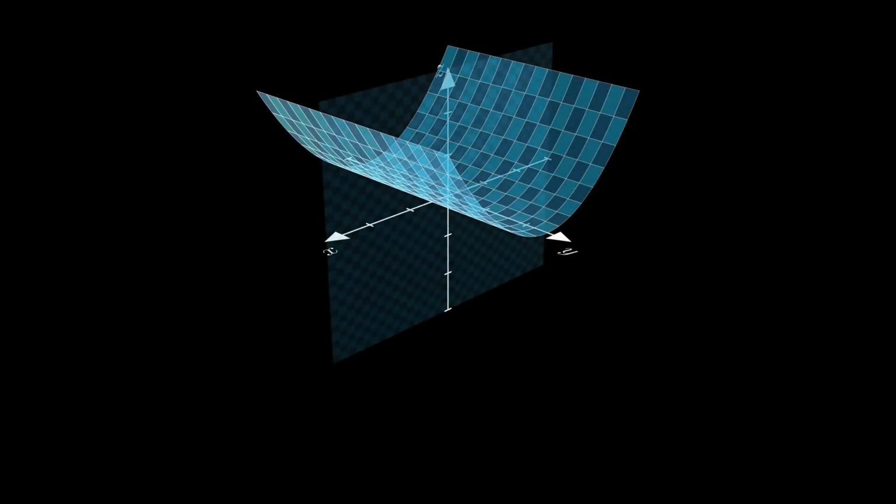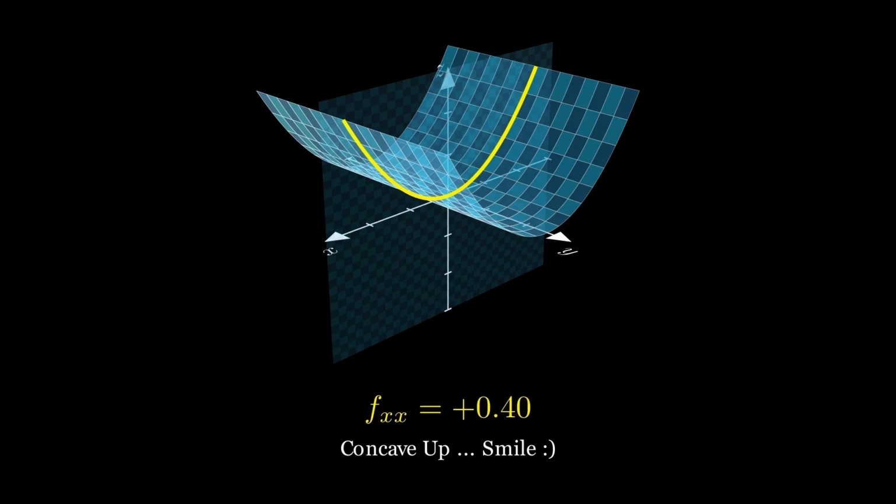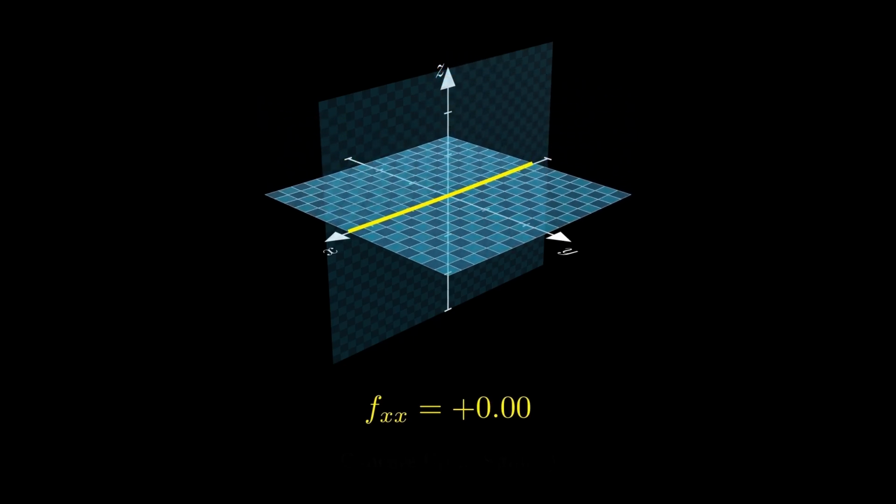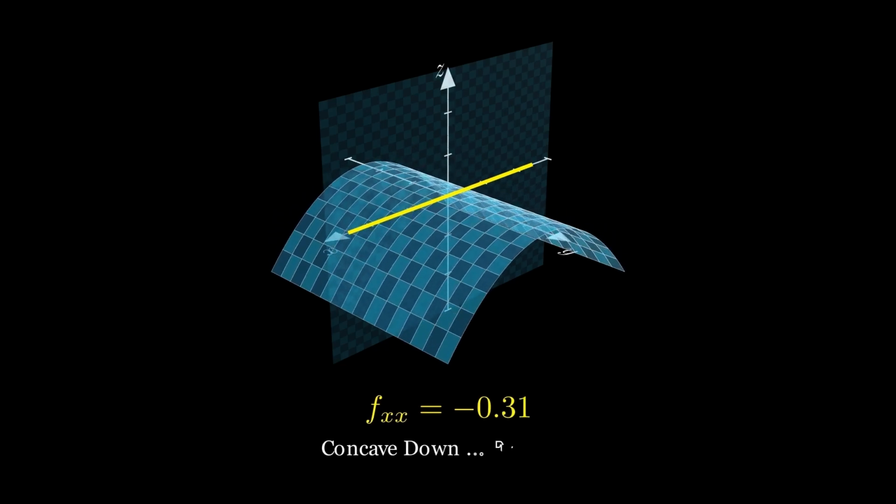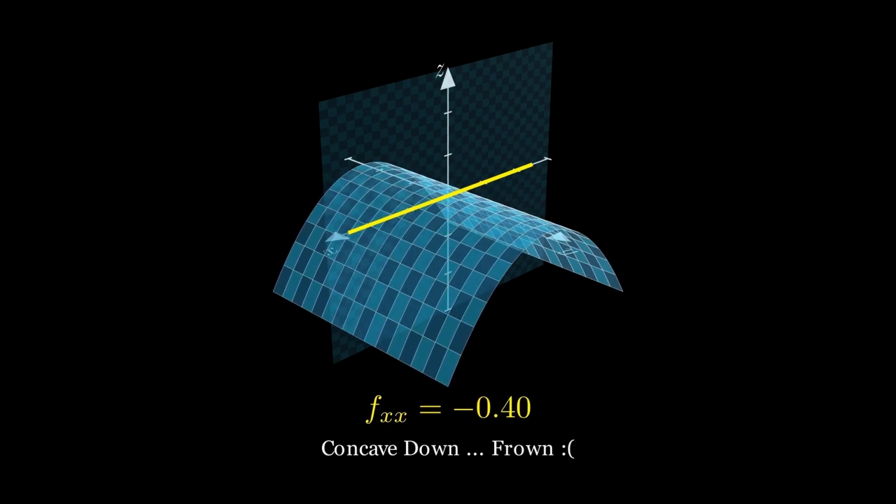Think of f sub xx as the mood of our surface in the x direction. A positive value gives us a concave up shape, like a smile. 0 represents a flat inflection point, and a negative value gives us a concave down shape, like a frown.